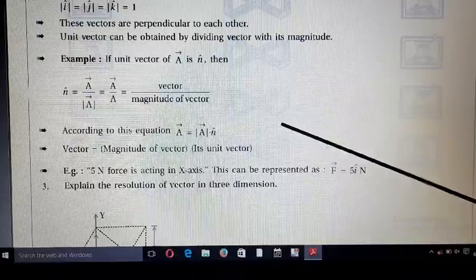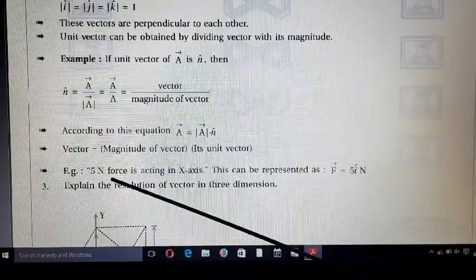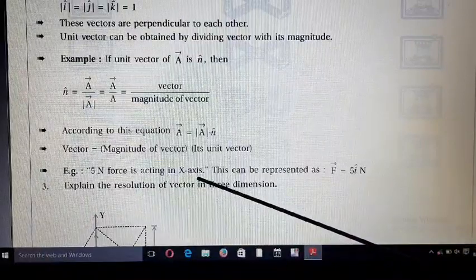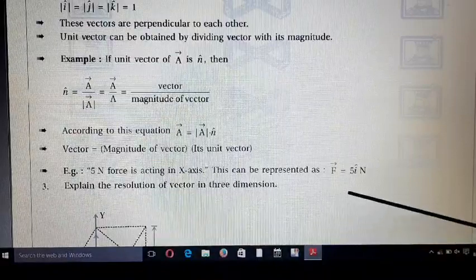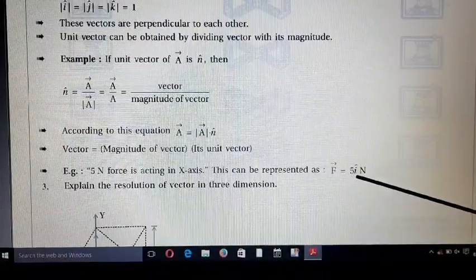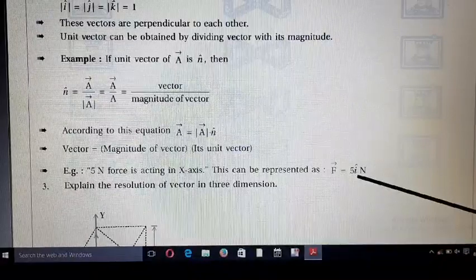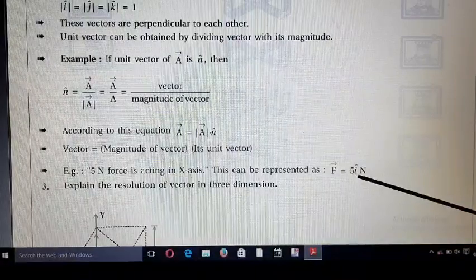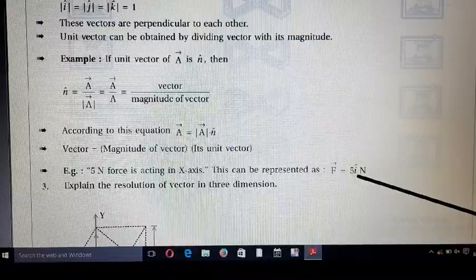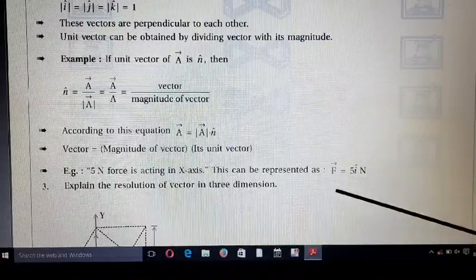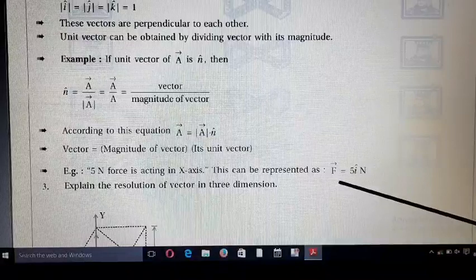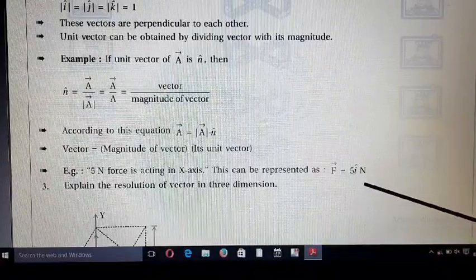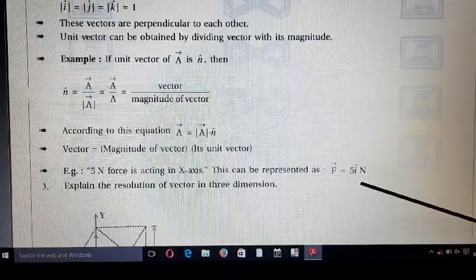Suppose now we have an example. 5 Newton force is acting in the x axis. For symbol we can represent it as vector F is equal to 5 i caret. Here i caret is the unit vector of x axis, meaning we apply 5 Newton force in x direction. Suppose now we write vector F is equal to 10 j caret, meaning the magnitude of force is 10, but its direction is the y-axis.